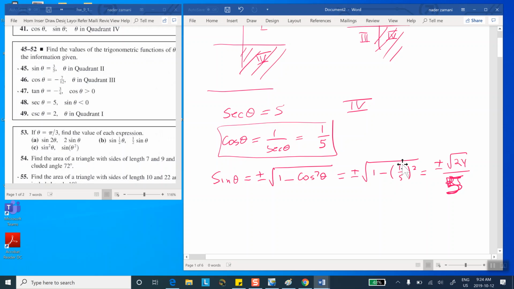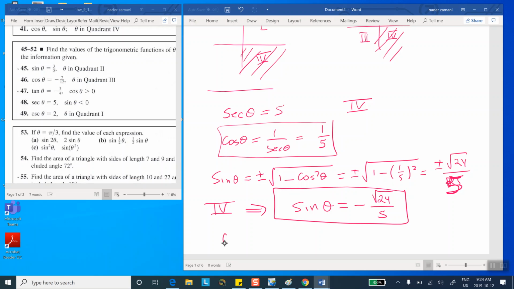So we are in quadrant 4, and sine is negative. Quadrant 4 means sine of theta is negative, and therefore you have to pick the negative value, minus root 24 over 5. That takes care of this. And right away, cosecant of theta, which is 1 over sine, is just a flipped version of this, minus 5 over root 24.